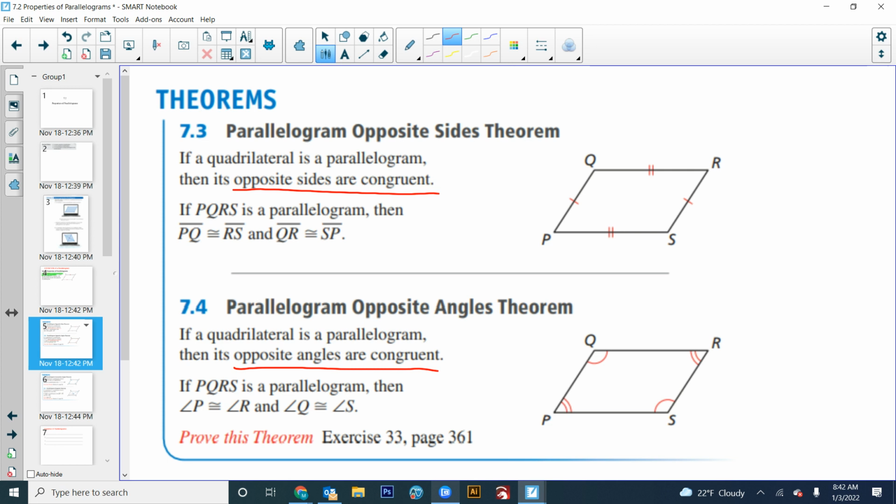You are going to be responsible for knowing all four properties and the definition. Opposite sides are congruent, opposite angles are congruent.